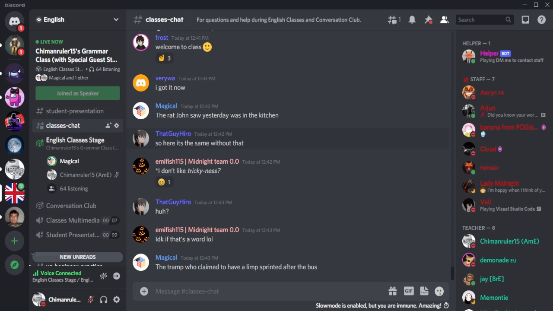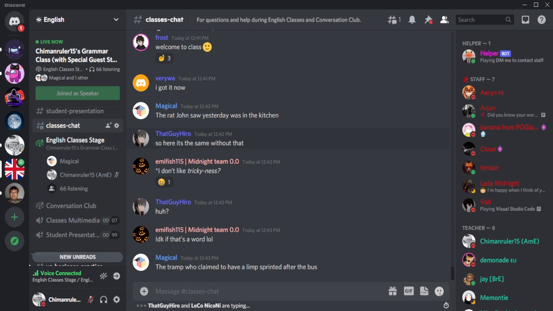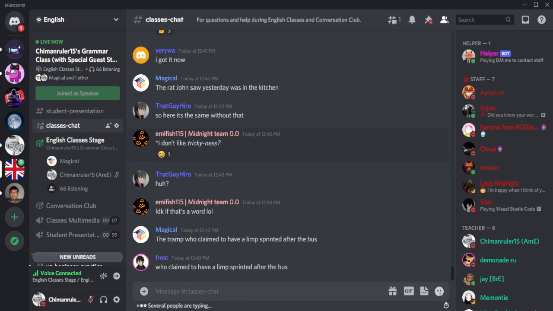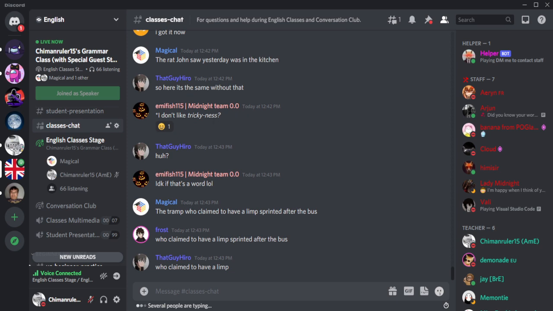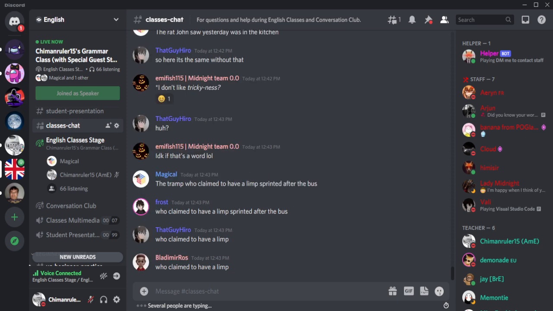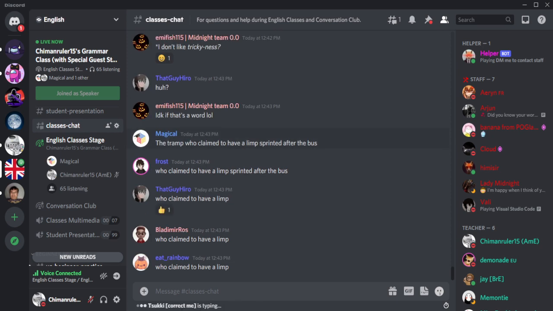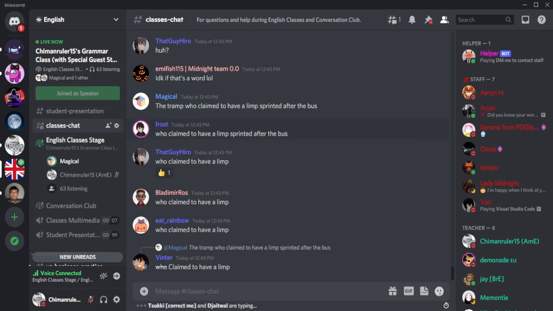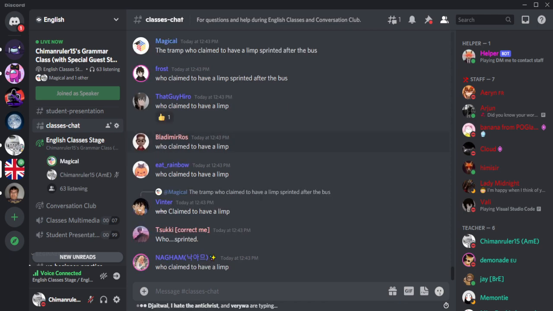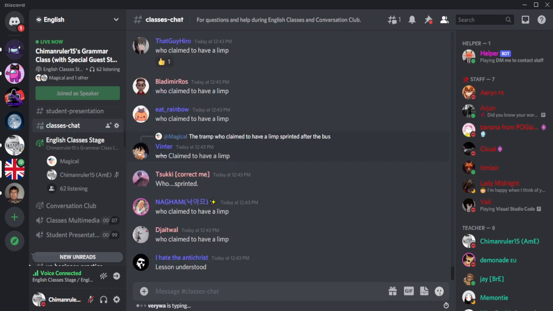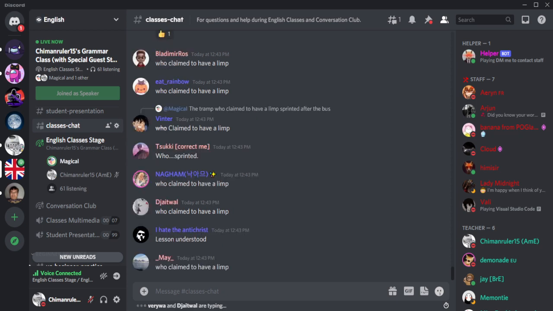So, in this example, find the adjective clause and try omitting the relative pronoun in it, if any. Exactly. Who claimed to have a limp is our adjective clause. Let me tell you something. Some people thought maybe who claimed to have a limp sprinted after the bus is the adjective clause.